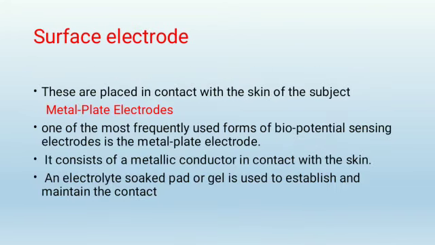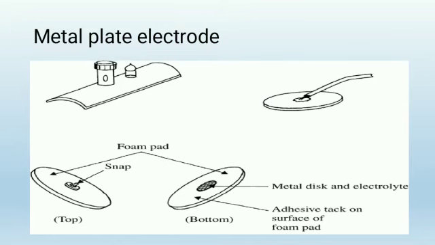The next one is the surface electrode. Generally, larger surface electrodes are used to sense the ECG potential and smaller area surface electrodes are used to sense the EEG and EMG potentials. The surface electrodes are further classified as metal plate electrode, suction cup electrode, adhesive tape electrode, multipoint electrode and floating electrode. One of the most frequently used forms of biopotential sensing electrode is the metal plate electrode. It consists of a metallic conductor in contact with the skin. An electrolyte-soaked pad or gel is used to establish and maintain the contact. This is a metal plate electrode.